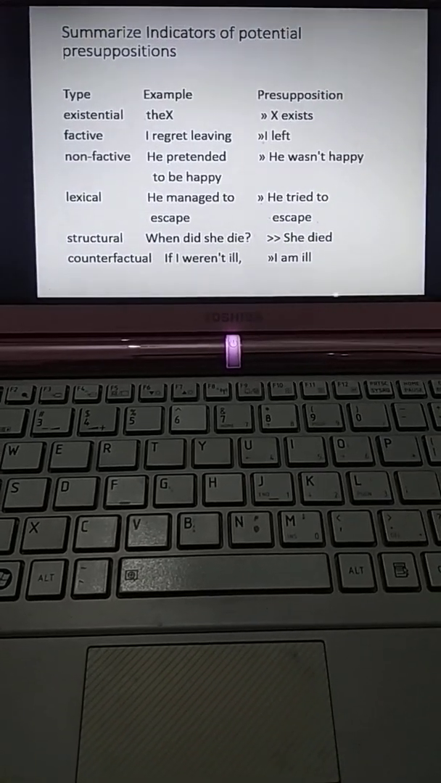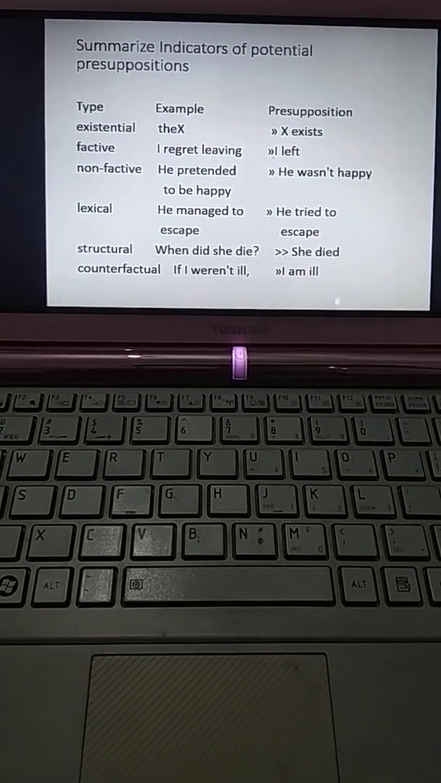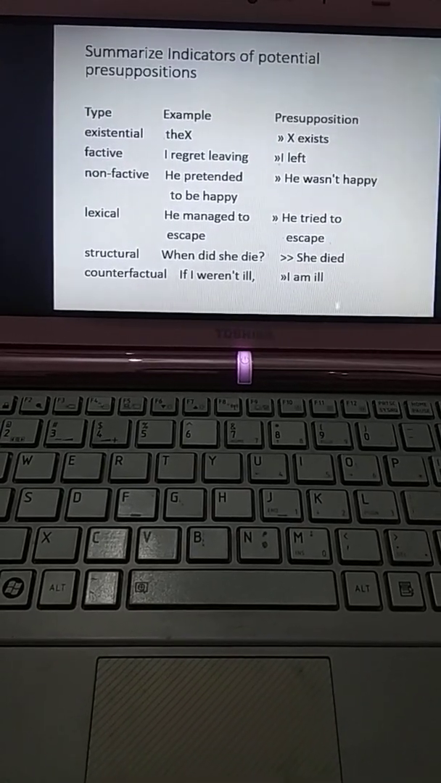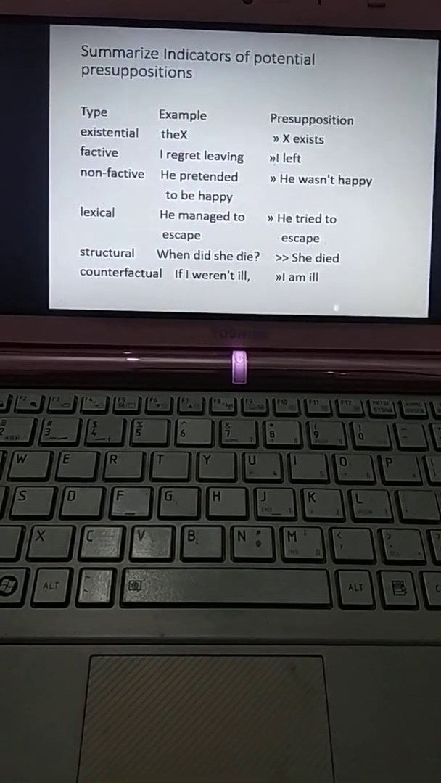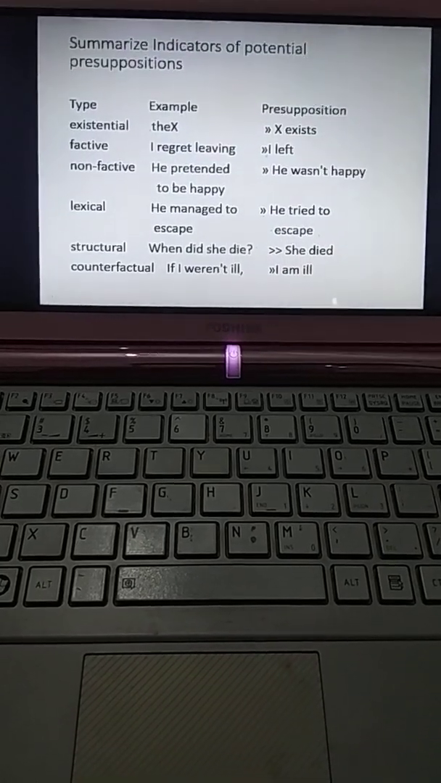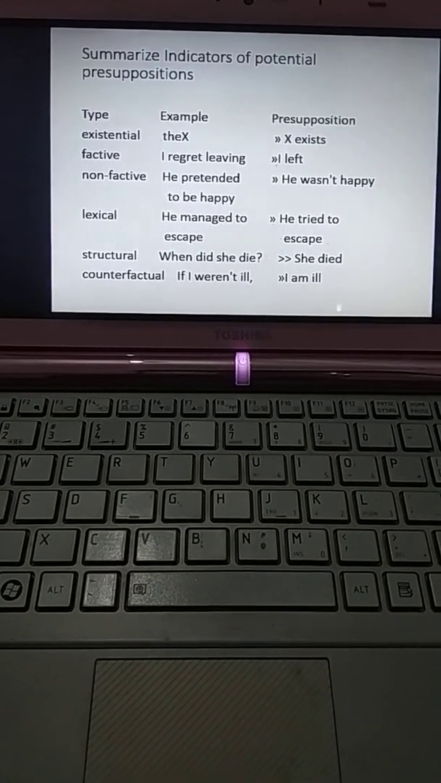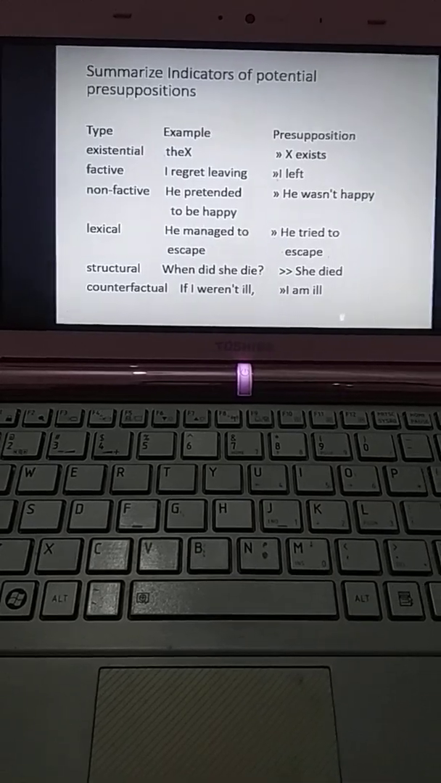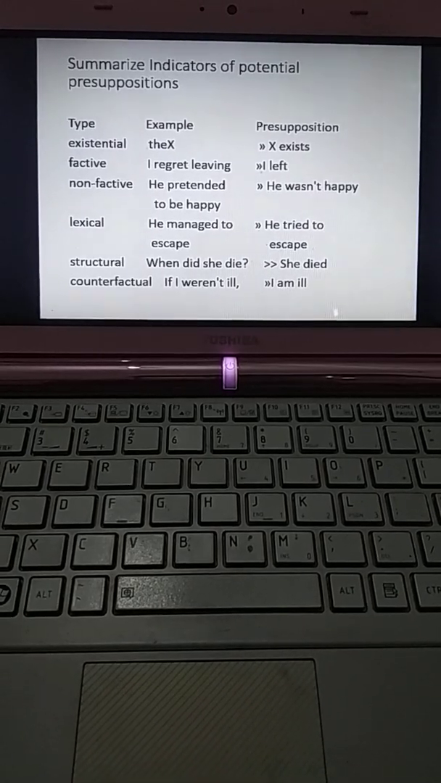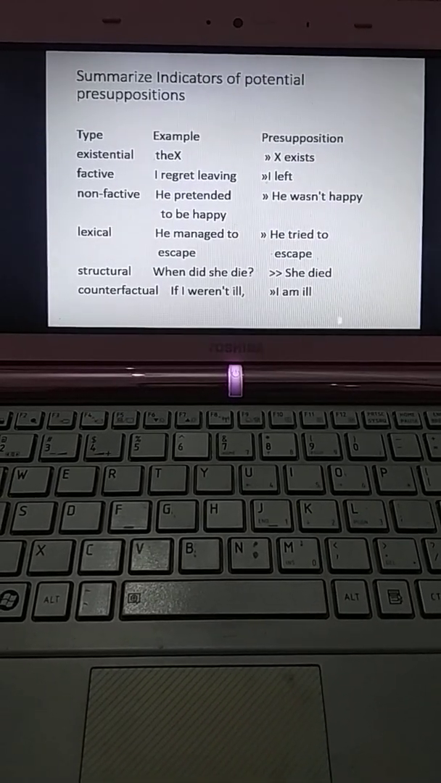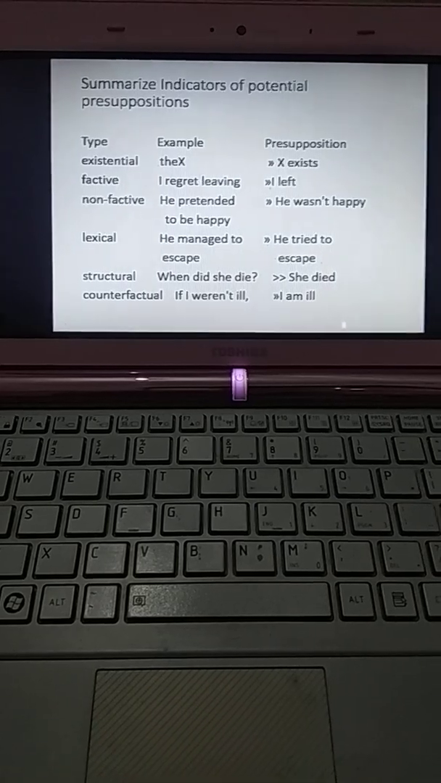And then, a summary of indicators of potential presupposition. There are a type, an example, and a presupposition. Type number one, existential. The example: the X. Presupposition: X exists. Number two, factive. The example: I regret leaving. Presupposition: I left. Number three, non-factive: he pretended to be happy. Presupposition: he wasn't happy.